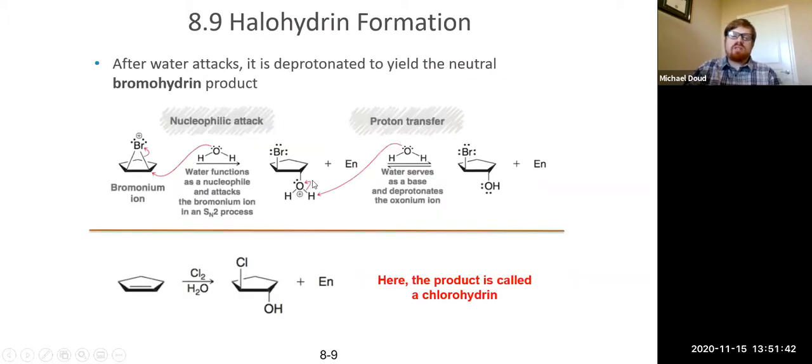Now I already mentioned this here, but once you form this oxonium ion, it's going to be deprotonated by just another water molecule in solution. So this gives you what's called the bromohydrin product, which is, again, you have a bromine on one and a hydroxyl group on the other. And here, if you use chlorine instead, it's the same thing. It's just instead of bromine, you get a chlorine. And this is what's called a chlorohydrin here.